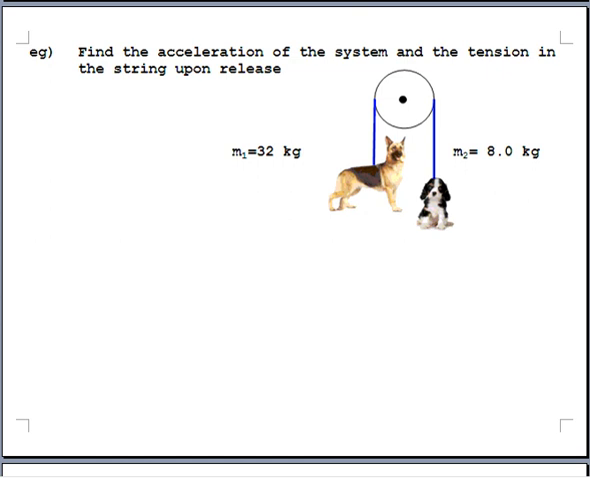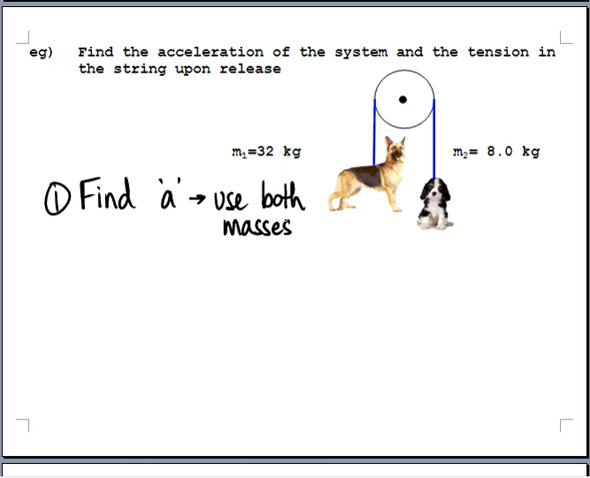So here's what we do. Step number 1, always, is we find acceleration. So let's shorten up that big title. Let's just say find A. And in order to find the acceleration of the system, you have to use both the masses. I put dogs in there just to spice things up a little bit, but usually it would just be masses. We have to use both masses. So let's look at this picture here. You could just draw the dogs as blobs or something unless you've got some artistic ability.